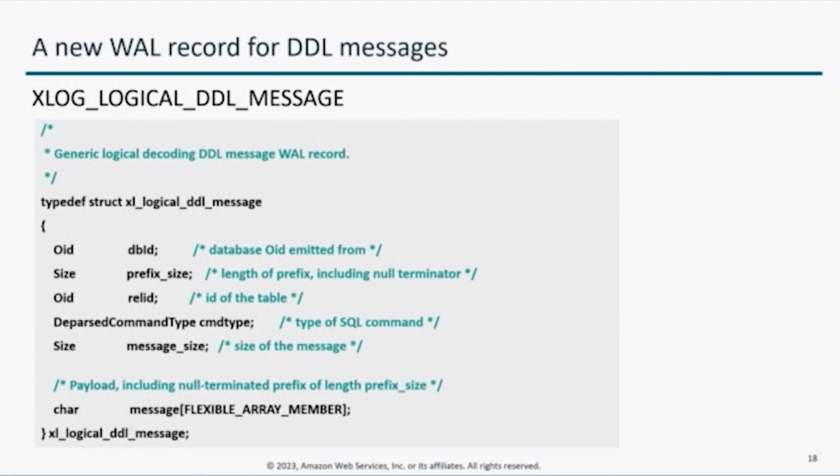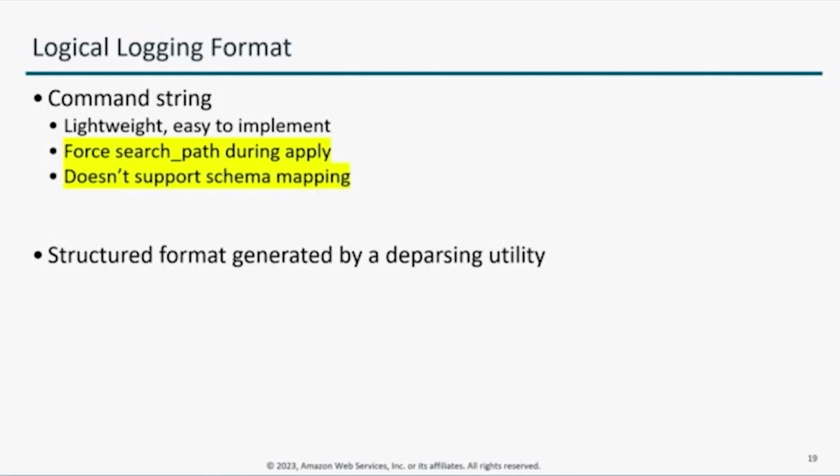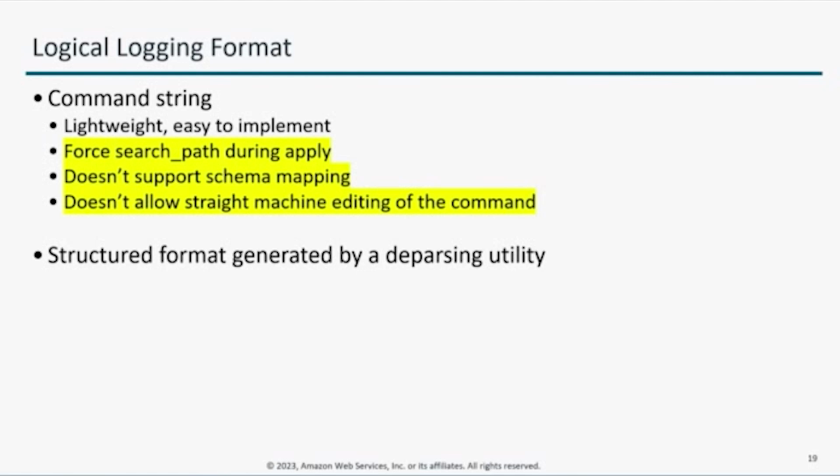We need to pick a certain logical logging format for the payload part so that we can fully reconstruct the commands on the subscriber side. We've been debating two methods. The first one is to simply use the command string. As you can imagine, this is simple to implement and quite lightweight. However, because not all database objects in the command are schema qualified, during the apply we'll have to force the original search path on the subscriber. This may have some security concerns. Also, it's not easy to support name mapping or schema mapping in this approach. It also doesn't allow easy machine editing of the command, for example, if we want to address certain syntax differences between the publisher and the subscriber.